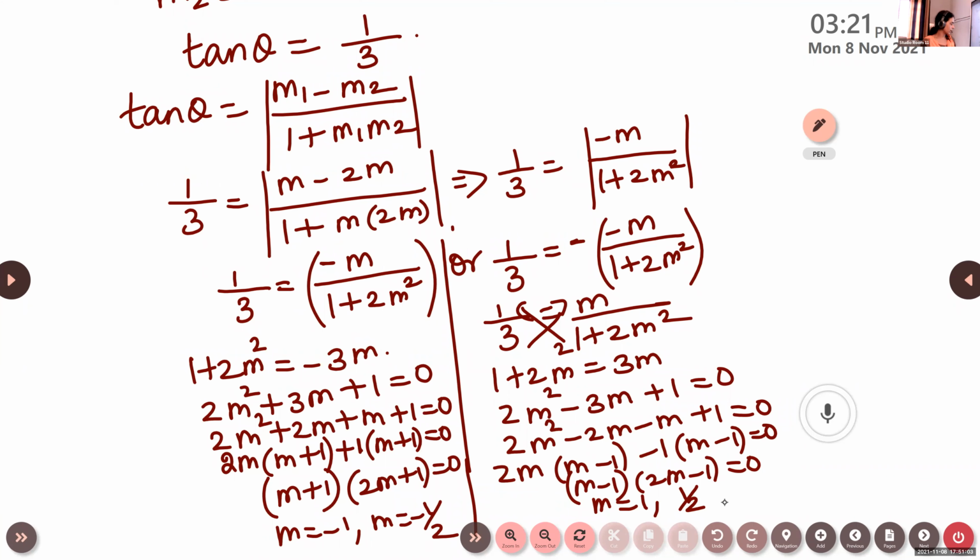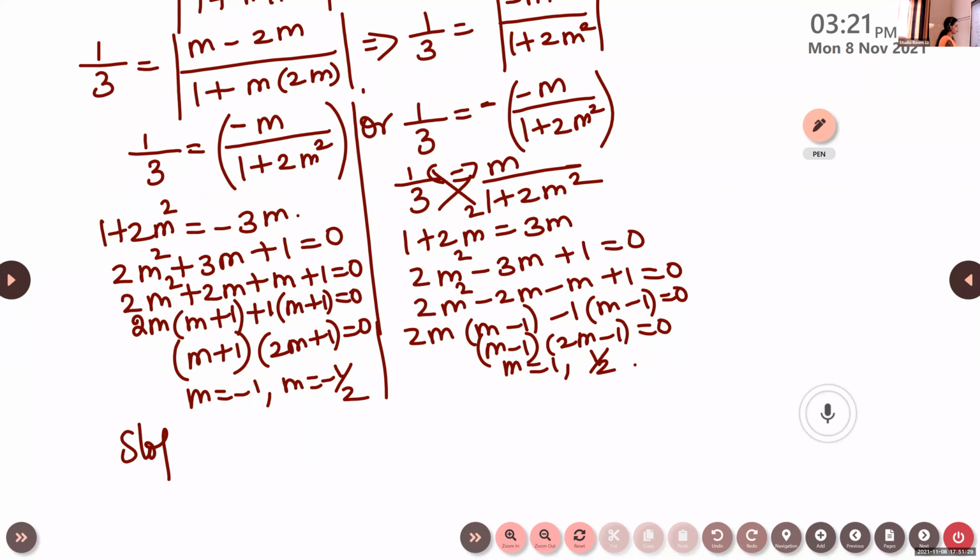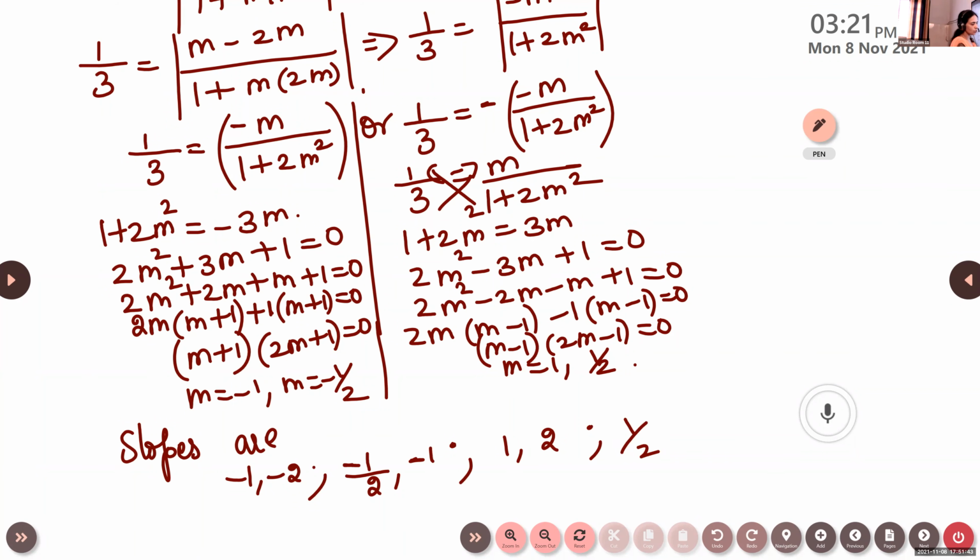So see children, thus we got the values of m. We want to find what is m1 and what is m2. It is not simply m. One line, it is given, slope of one line is double the other, isn't it? So the 4 values we get for m. Accordingly, what will be the slope? Therefore, the slopes of the lines are, if you take minus 1, it will be minus 2, or minus 1 by 2 comma minus 1, or 1 comma 2, or 1 by 2 comma 1.